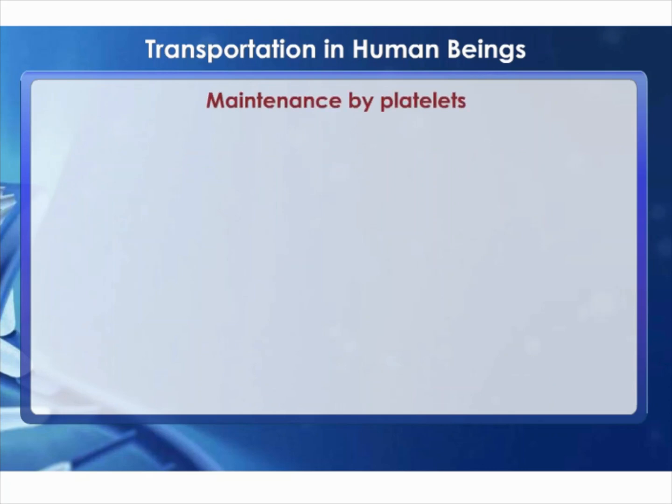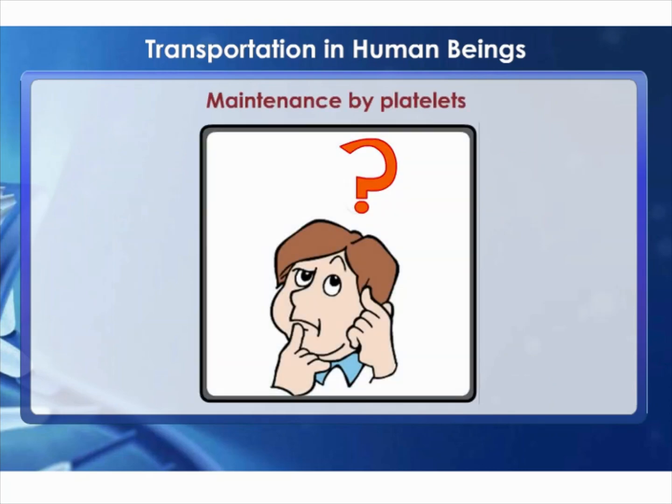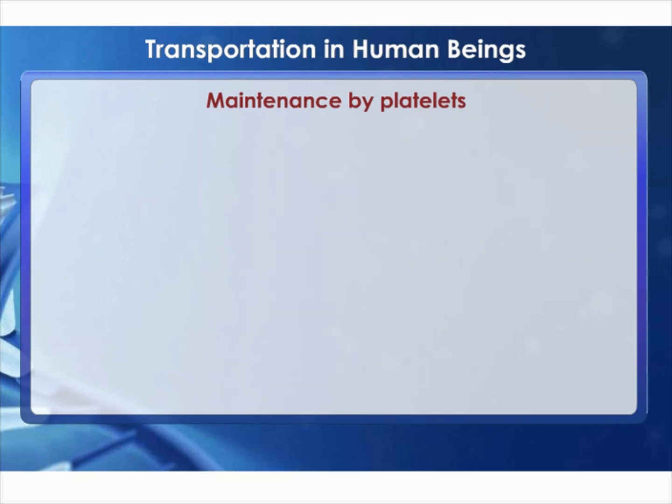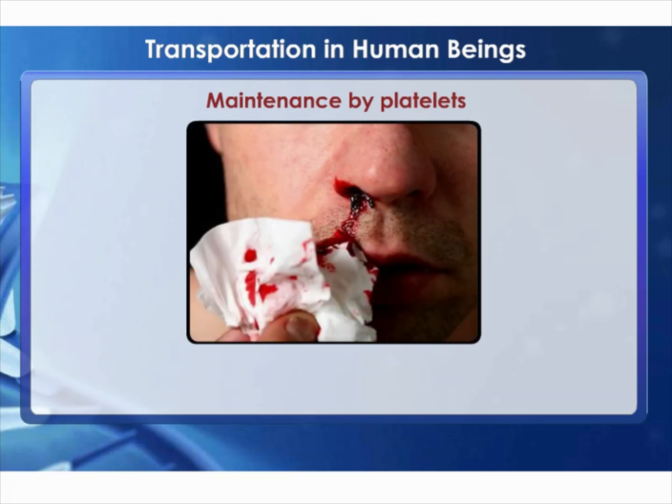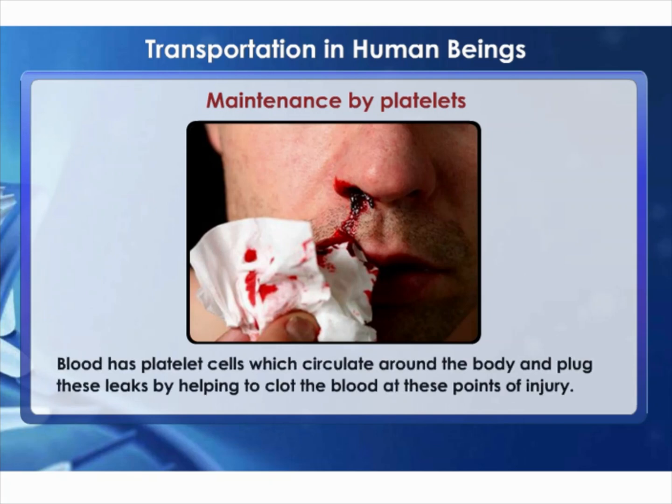Maintenance by platelets. Think about situations when we're injured and start bleeding. Naturally, the loss of blood from the system has to be minimized. In addition, leakage would lead to a loss of pressure, which would reduce the efficiency of the pumping system. To avoid this, the blood has platelet cells which circulate around the body and plug these leaks by helping to clot the blood at these points of injury.